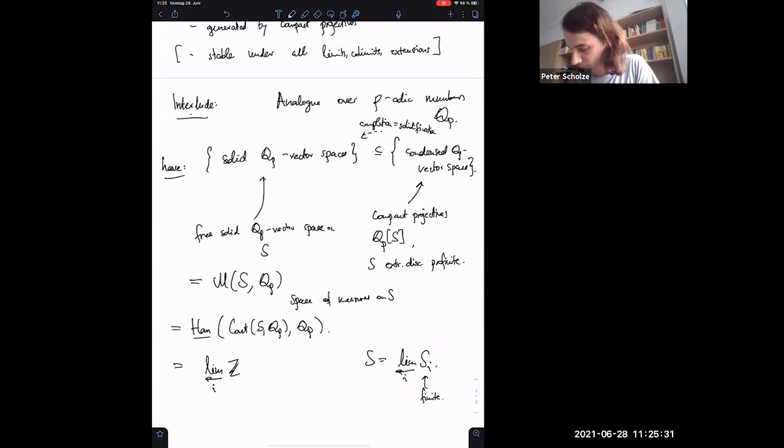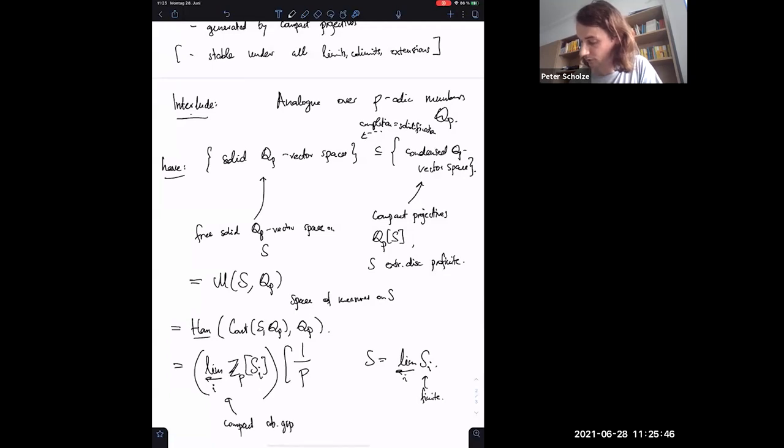And what you get in this way is that you take the free guy on S_i, takes the inverse limit of all of those. So this is then some compact abelian group. And then you just invert p at the end.